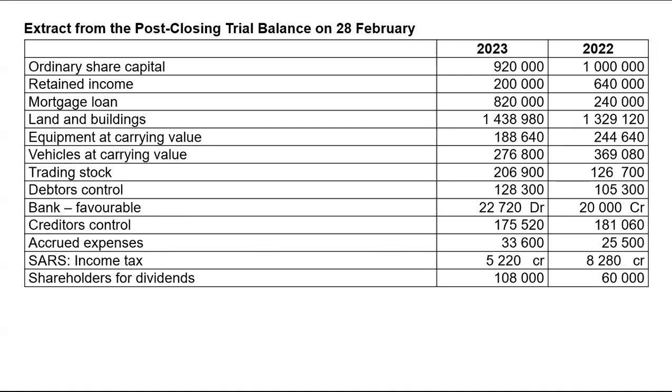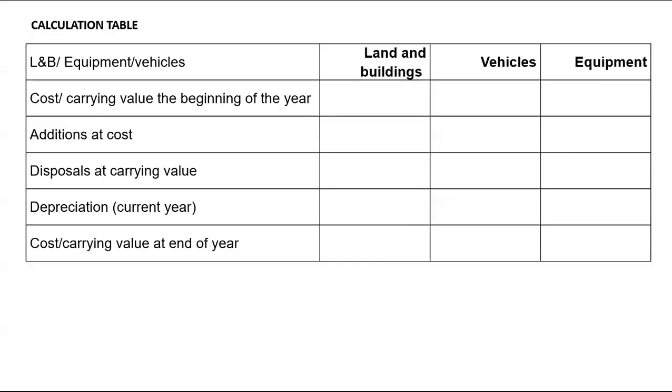We are given land and buildings. Obviously that won't help us because land and buildings are always at cost, but we have the carrying value of equipment at the beginning of the year. We also have vehicles at carrying value at the beginning of the year, which will help us. However, because we are given carrying values, we will need to do the tangible assets purchased calculation. It'll guide us and give us the information that we need.